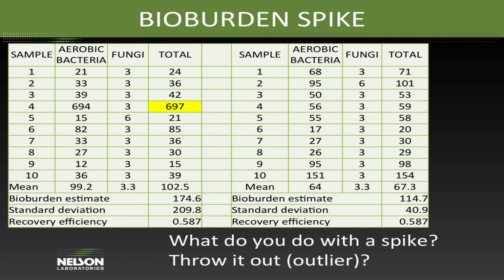So here's an example of a bioburden spike, and hopefully we'll be able to put together some ideas for the standard. How do you deal with this? Do you throw it out as an outlier? Do you include it? And actually, either situation is appropriate depending on what you're doing with the data.